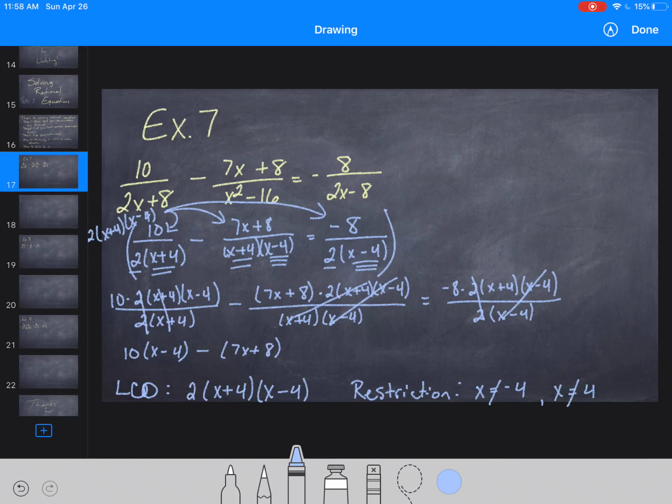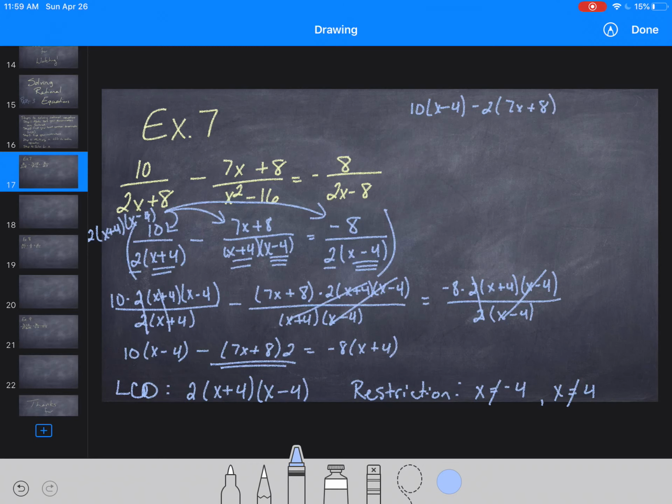I end up with 10 times (x minus 4) minus (7x plus 8) times 2 is equal to, and then across the equal sign, I end up with negative 8 times (x plus 4). After the subtraction sign, we end up with (7x plus 8) times 2. We're used to having our 2 in front, so I'm going to switch these around and rewrite it so it's a little bit easier, because sometimes when it's written like this, it gets a little confusing for some people.